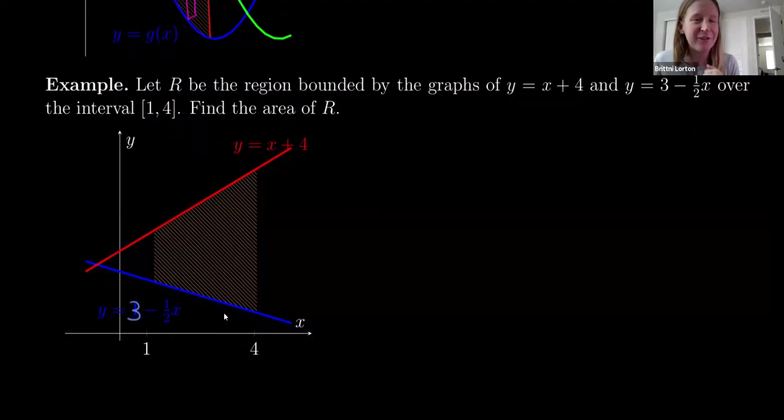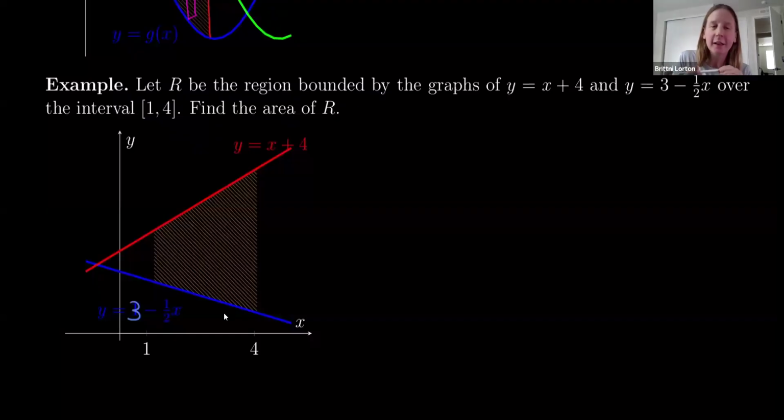A 3 minus 1/2 x is a linear function, so a straight line with a y-intercept of 3 and a slope of negative 1/2. And then I'm graphing this only between the x values of 1 and 4. So only between those two values, 1 and 4. This is my shaded in region. This is what we're trying to find the area of.